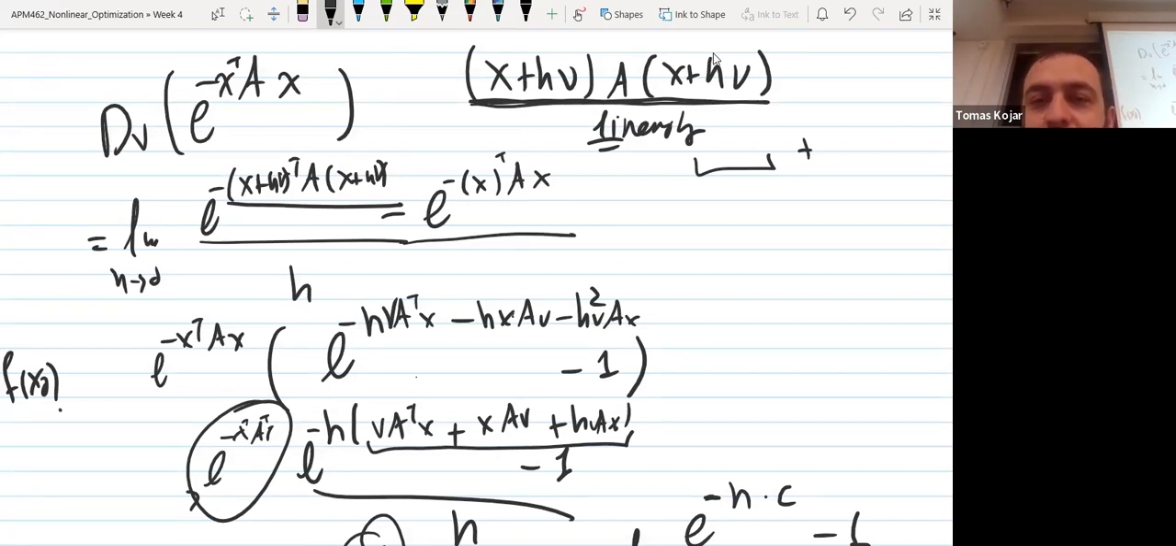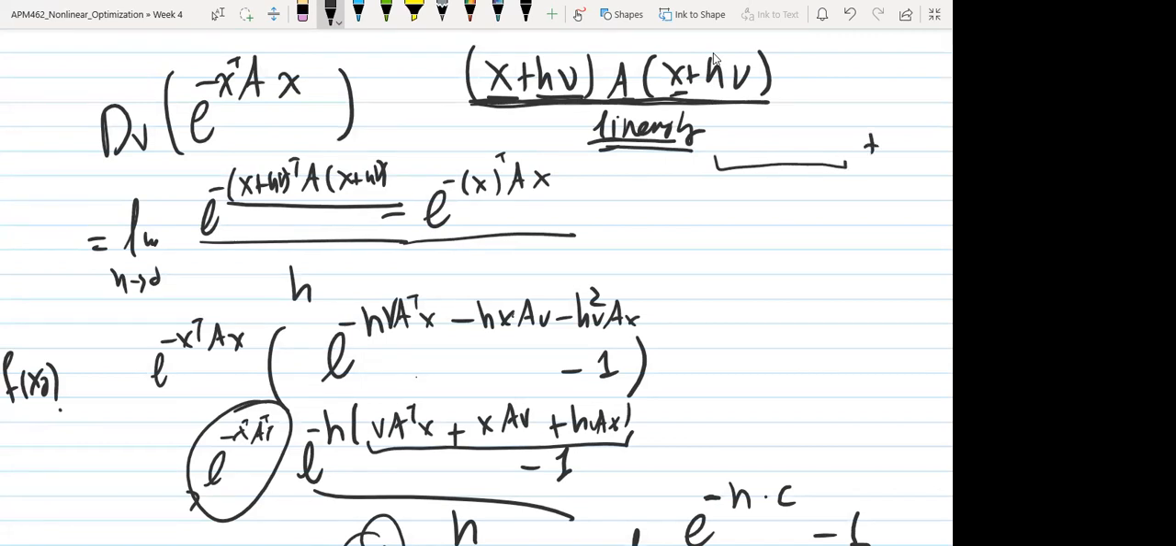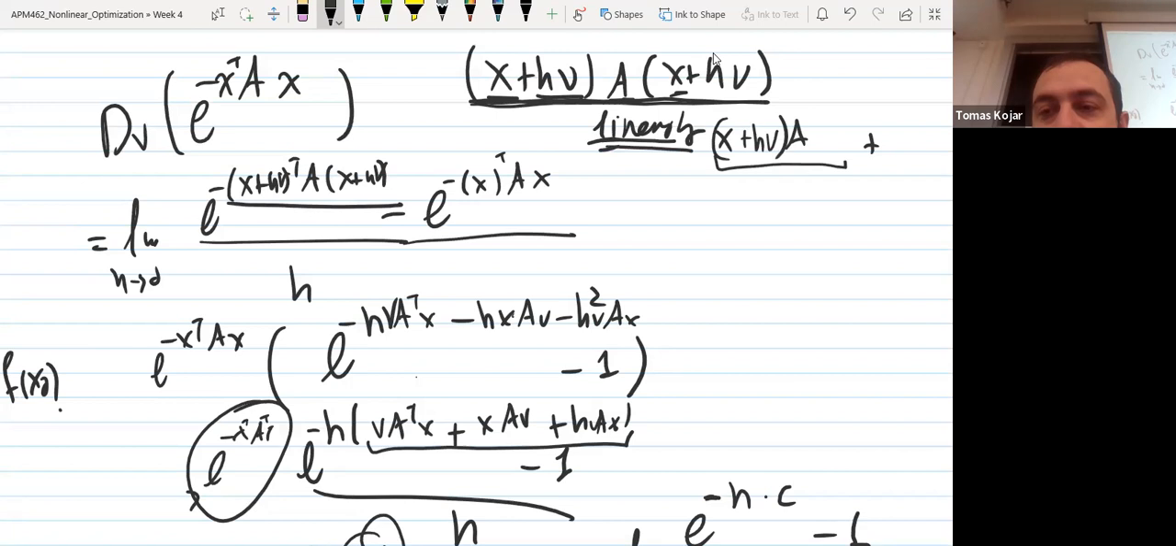So this is a vector, another vector. This is a matrix. And then you have... what will be the first term when you cross multiply everything? X plus hv times A. Like that?